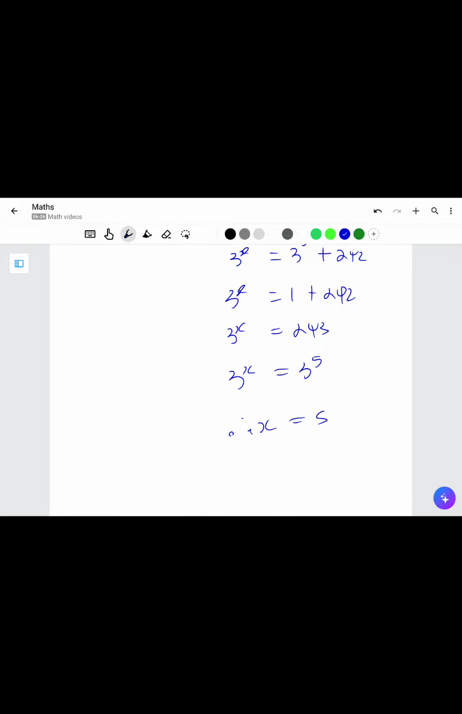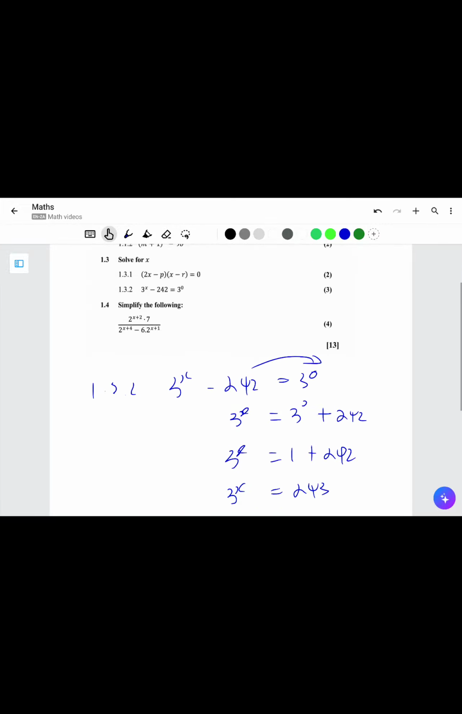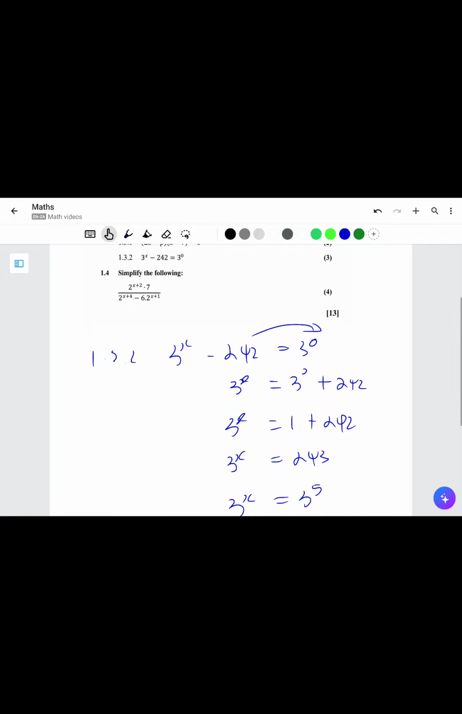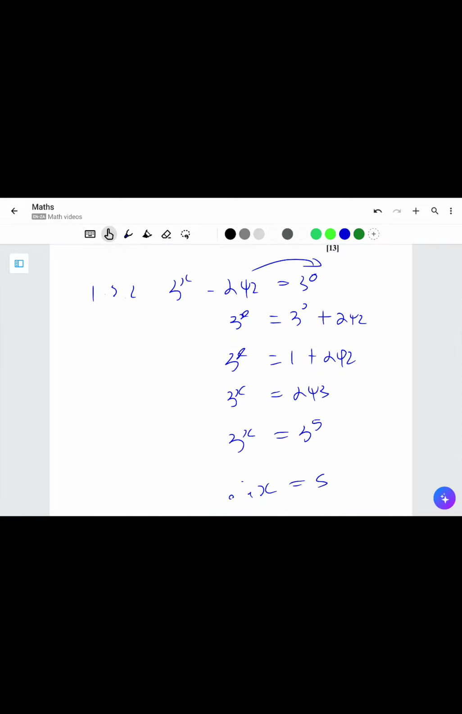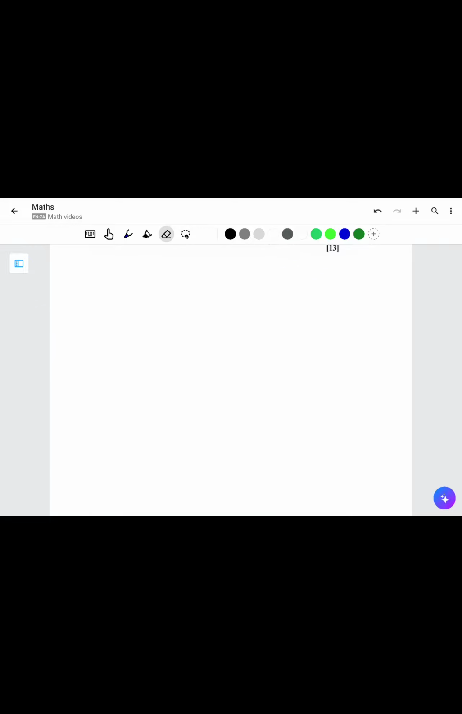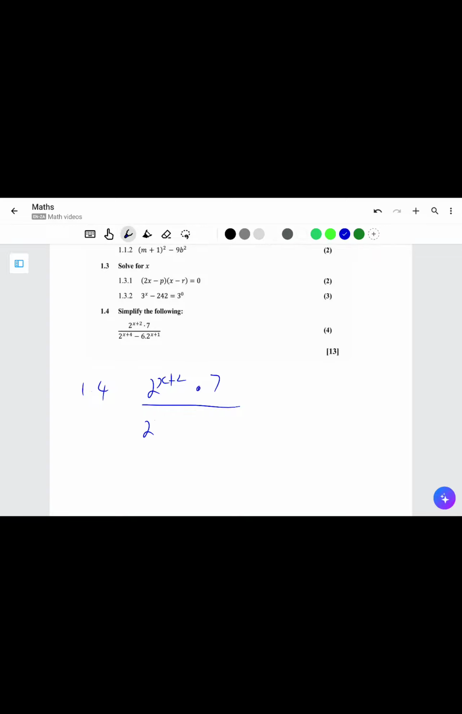Okay guys, we still have one more sum left. It's worth 4 marks. Let's have a look at it. So 1.4. So we have 2 to the power of x plus 2, multiplied by 7, over 2 to the power of x plus 4, minus 6 times 2 to the power of x plus 1.